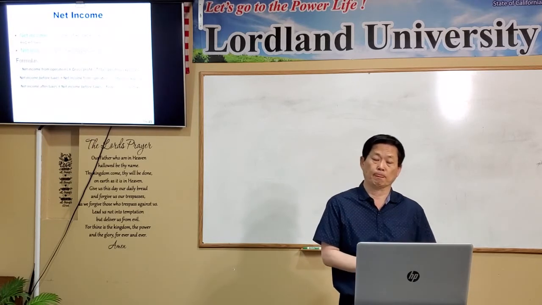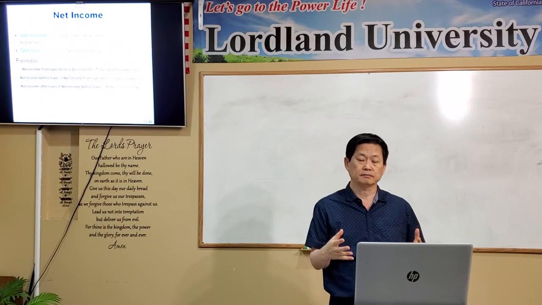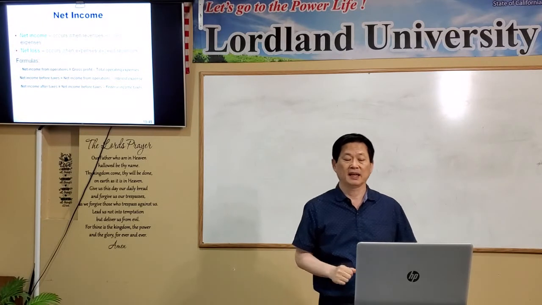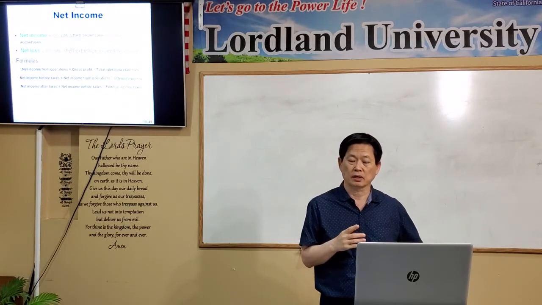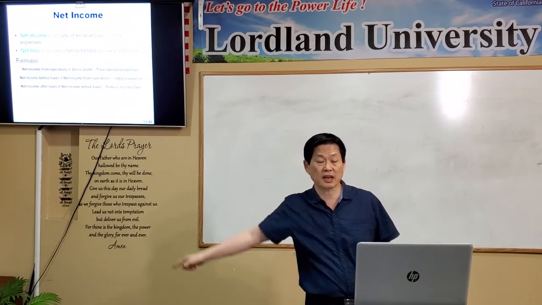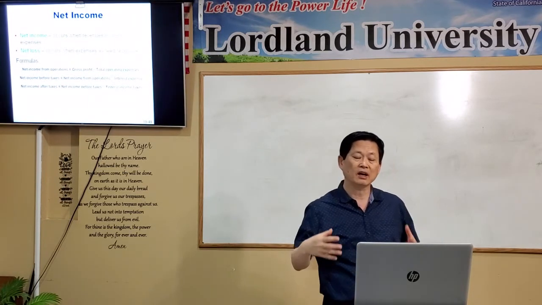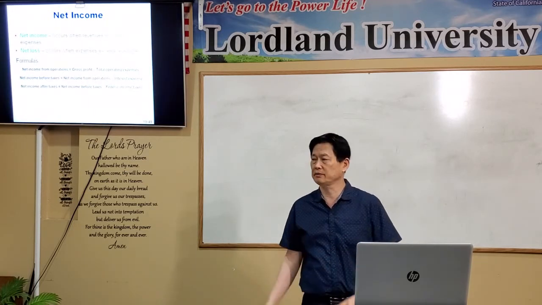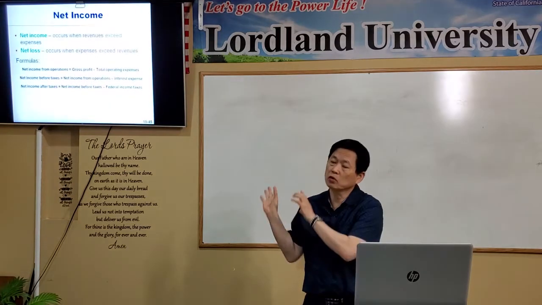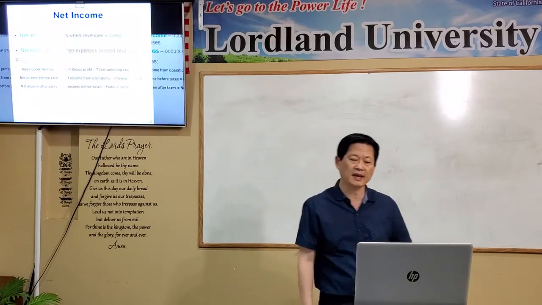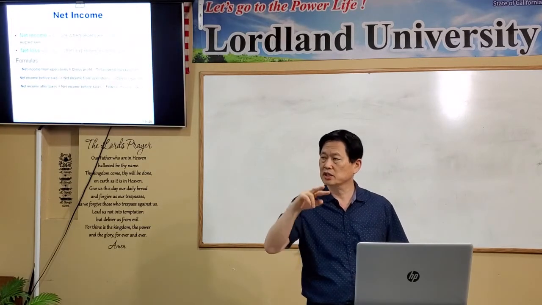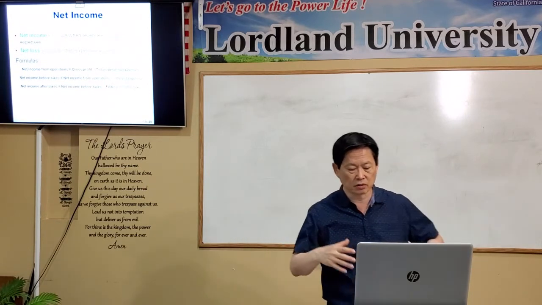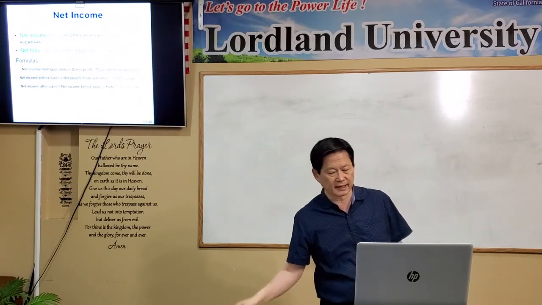Net income. Revenue minus expenses is net income. Net loss equals expenses minus revenue. Net loss is incurred when expenses exceed revenue. Expenses are more than the revenue. In that case, net loss is incurred. Formula of net income: net income from operations equals gross profit minus total operating expenses.